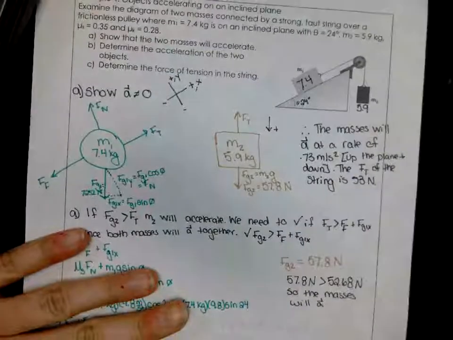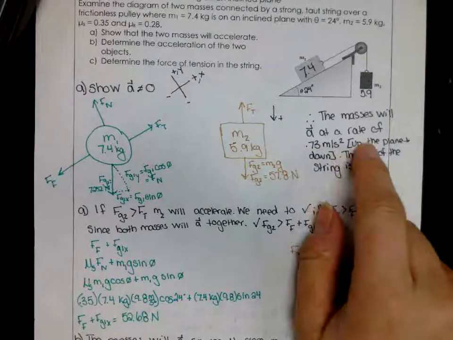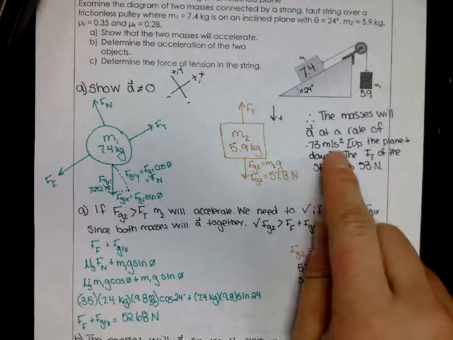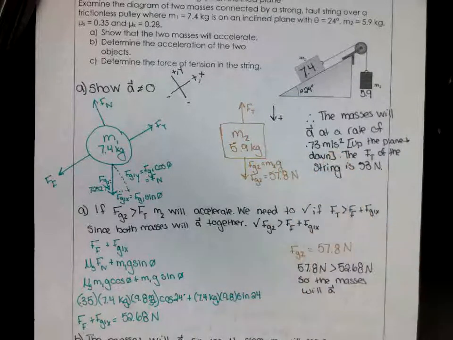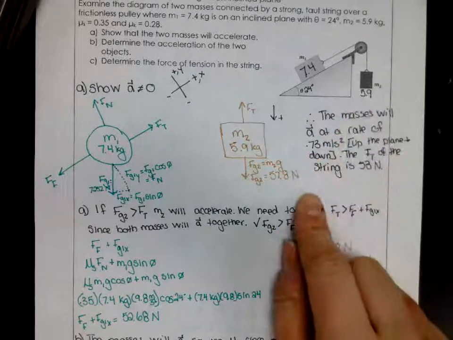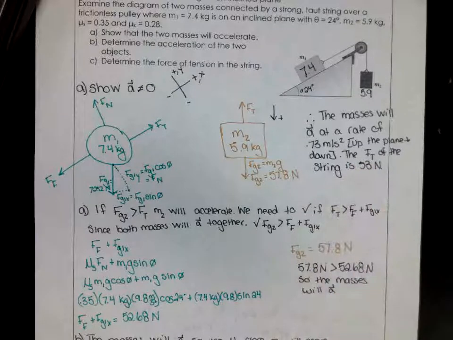When I get to this point, all I have to do is write my therefore statement. My therefore statement is going to say the masses will accelerate at a rate of 0.73 meters per second squared. That's our answer to part B. Up the plane and down respectively. And the force of tension in the string is 53 newtons.